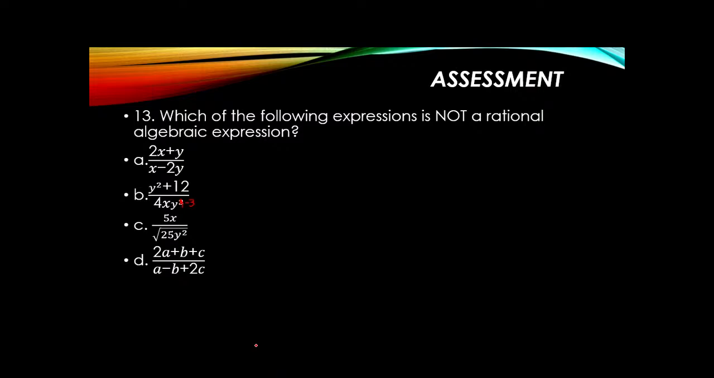Of course, number 1, algebraic. Number 2, letter B. What is that? Okay. Letter C, let's look at it. Doesn't it have a square root? But the square root is a perfect square. Therefore, it is a rational algebraic expression. Okay. 5y. Then letter D, okay, rational algebraic expression. The only one that is not is letter B, because its exponent is negative.